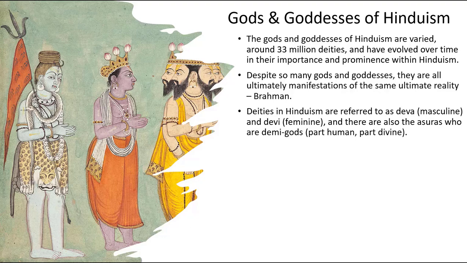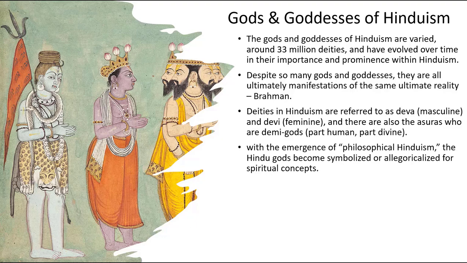And so I just wanted to mention that before we get into the big bulk of the classical forms of gods. With the emergence of philosophical Hinduism, the Hindu gods themselves become more symbolic. They become more allegorized as mere spiritual concepts. So the gods do go away at a time in Hindu culture. That explains why there's a difference between the gods of the Vedas and later gods like Shiva and Vishnu, who don't appear in the Vedas, but then all of a sudden appear.